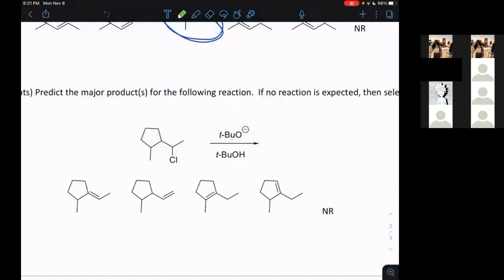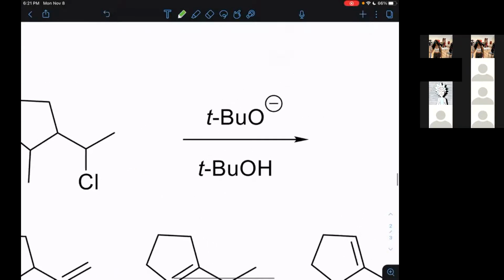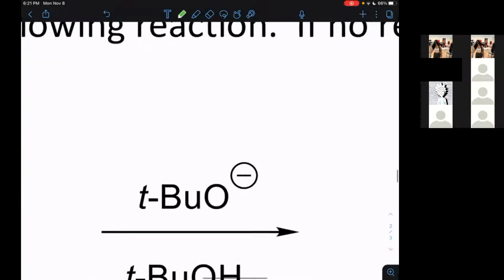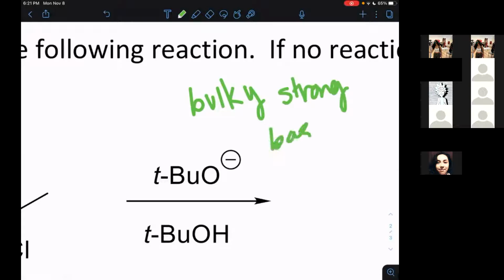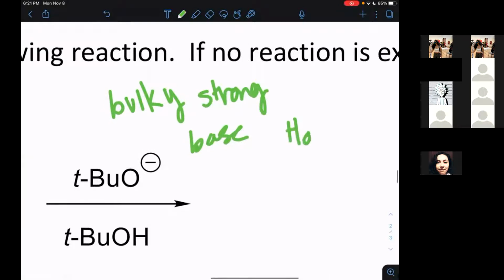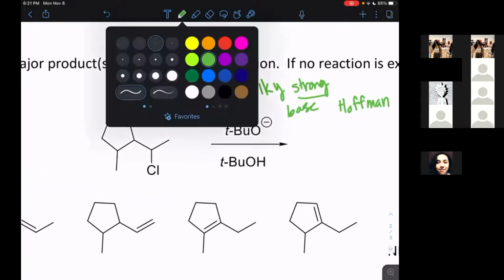So this one, my thing is freaking out. That's a good leaving group, but what is this? How would you identify this as a base? The tert-butoxide? Isn't that Hoffman's rule? Yes, because it's a bulky strong base, and we will do Hoffman. And we did say it's strong, so it'll be E2.